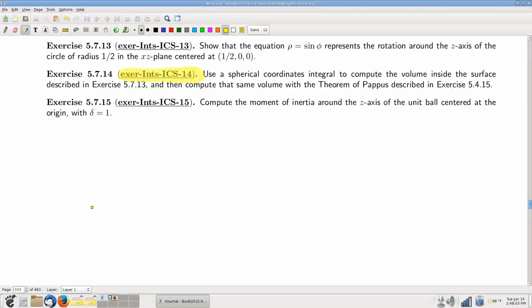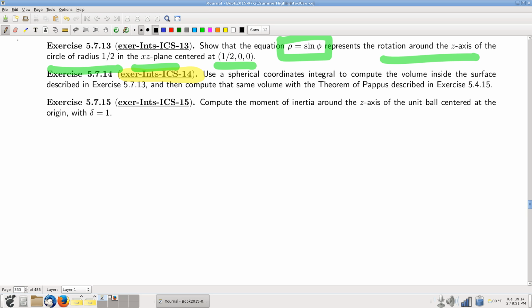Okay, so make a reference here to the previous exercise. And so what we've got here is rho equals sine phi, right? And conveniently, in that previous exercise, it tells us what this is. So this is the rotation around the z-axis of a circle of radius a half in the xz plane centered at a half.